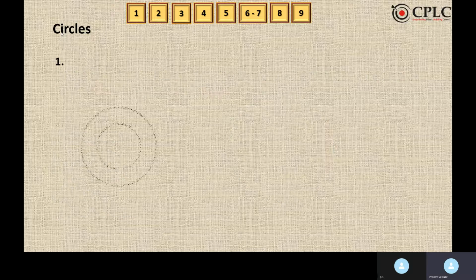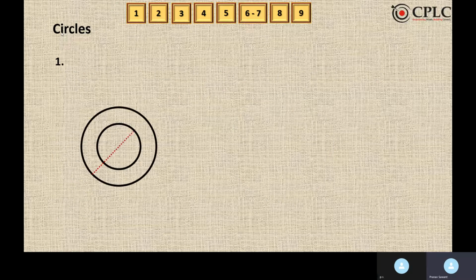Now this is a ring-shaped road that we have. So the outer diameter is 100. If the outer diameter is 100, the radius is going to be 50. Now the distance between the outer circle and the inner circle is 10. That means the inner diameter is going to be 100 minus 10 minus 10.